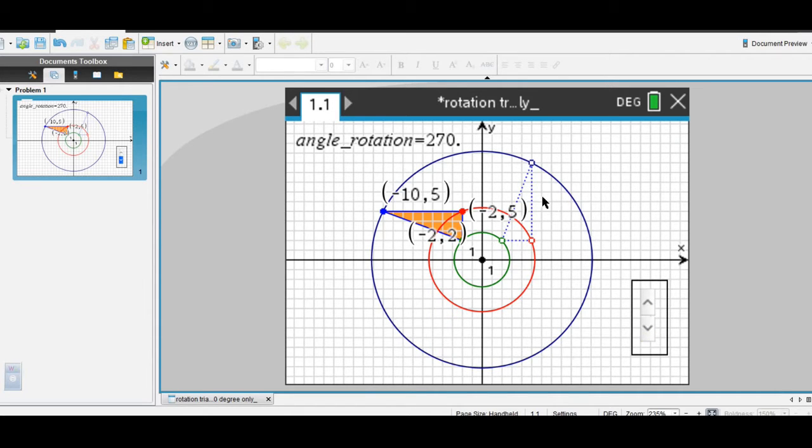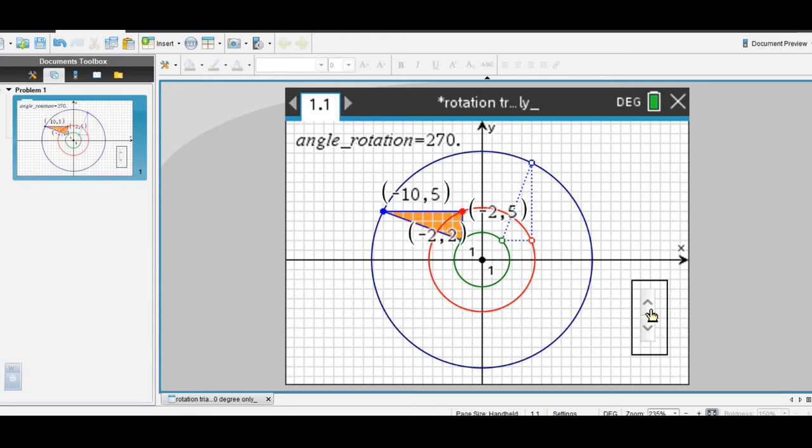If I click it one more time, I've now gone 270 degrees clockwise, which, by the way, would be the same as going 90 degrees counterclockwise. All right, that moves me 3 quadrants. 270 moves me 3 quadrants. And of course, if I go 360, I've gone all the way around. I've moved 4 quadrants, and I start back where I was.